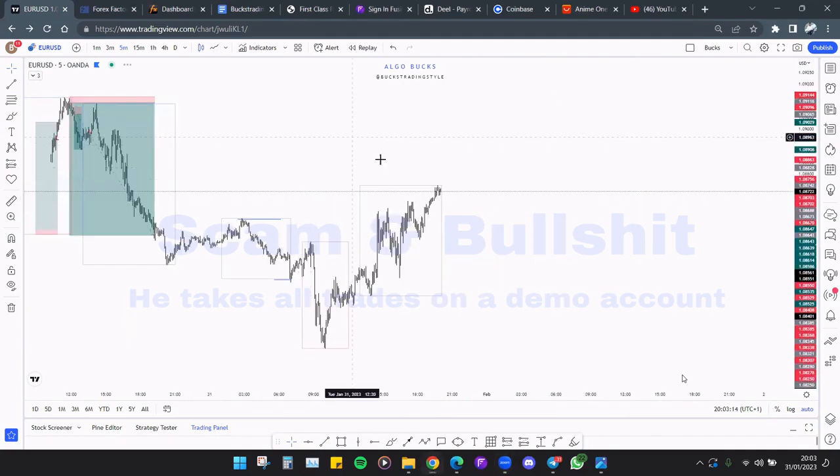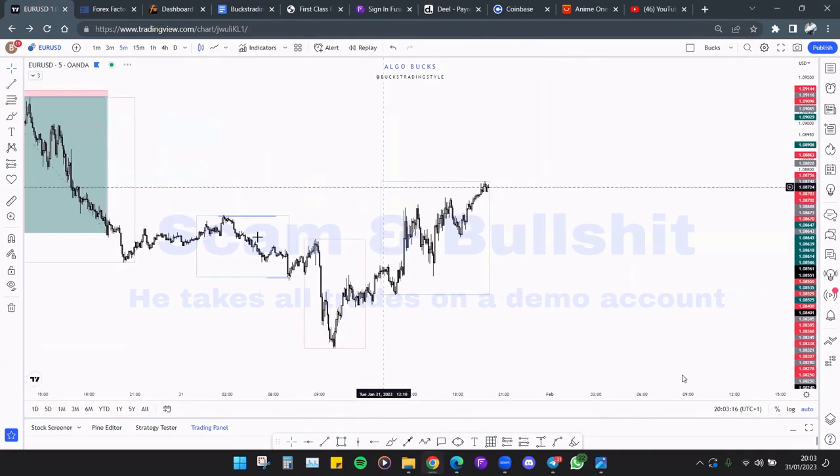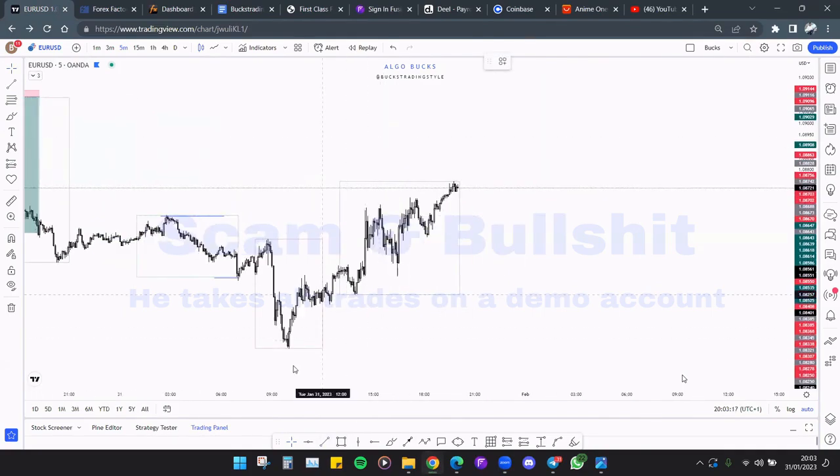Now let's look at this right here. And remember, liquidity can be used as our entry or target, right? So we can use session highs and session lows as entries and targets, okay? Now we've got this right here.